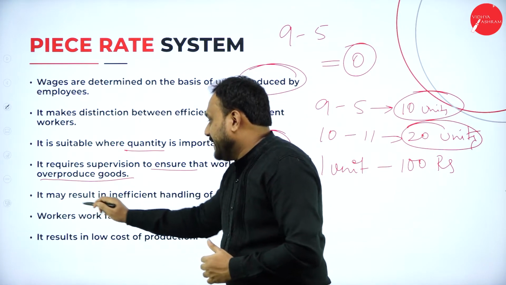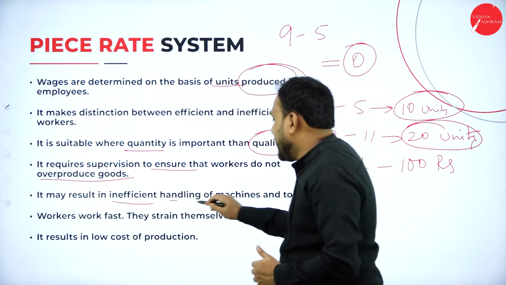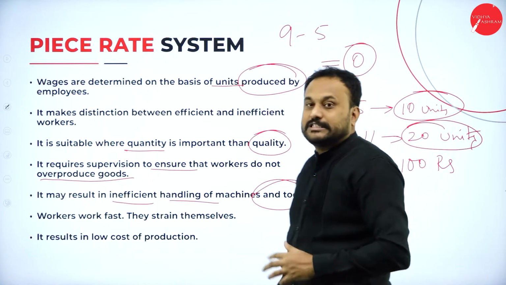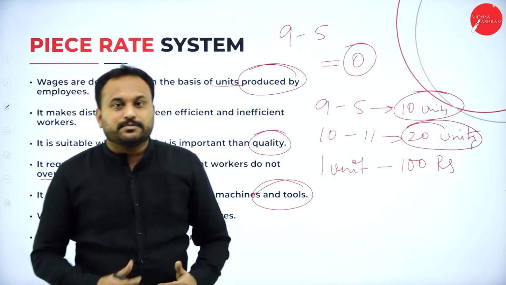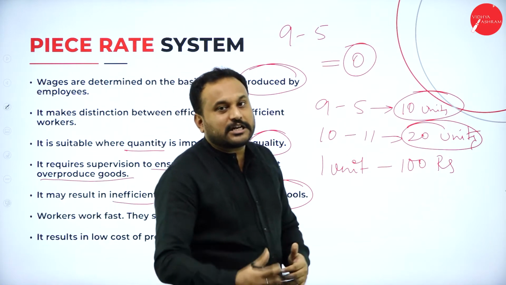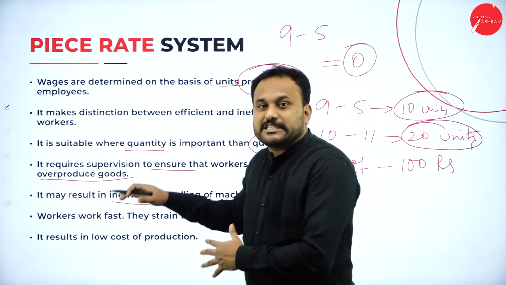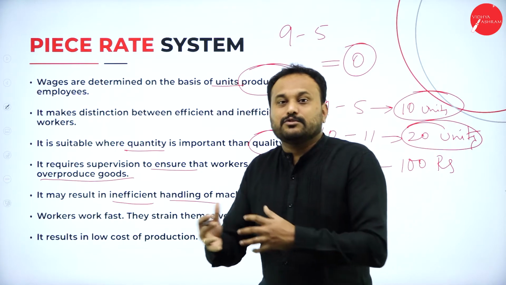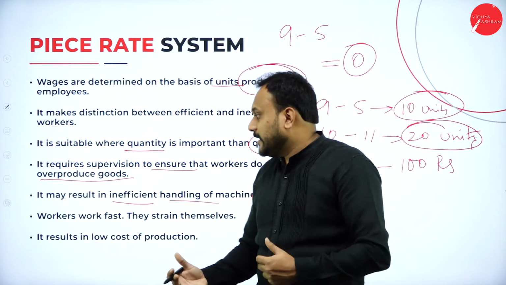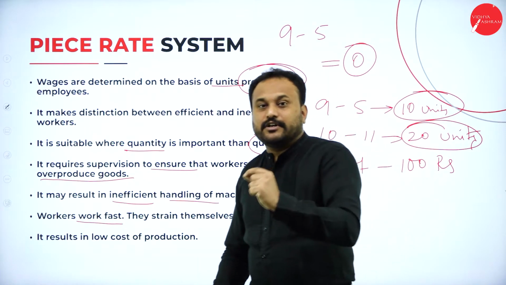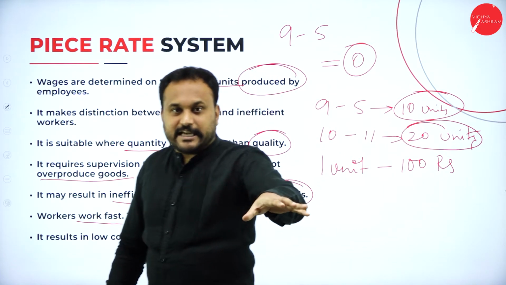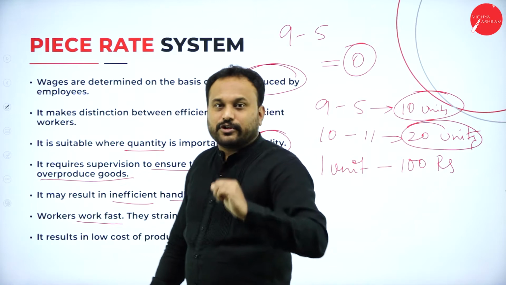Next one is, it may result in inefficient handling of machine and tools. The reason here is you have targets, you need to produce more. When you go with more production, there is mismanagement or you will not use the machines and tools properly. Workers work fast. The reason is the target is there and the more you produce, the more you get.